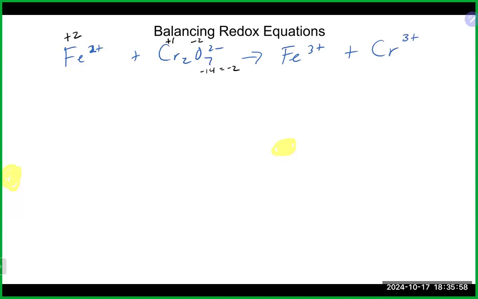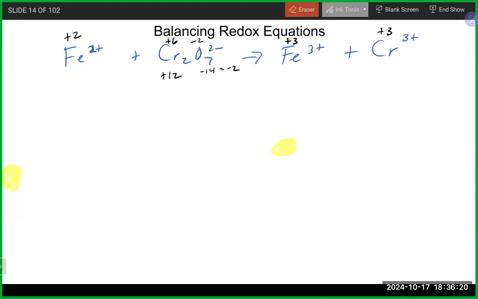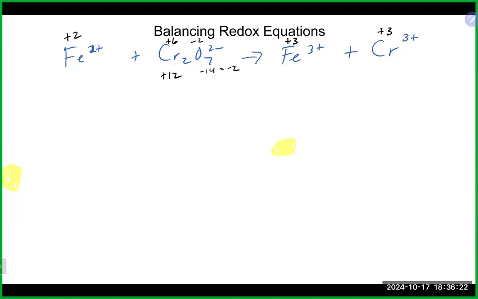That is the one where each of these chromiums ends up at +6, right? We did that one a second ago, +12 overall, right? Now on the right-hand side, my iron is going to be +3, and my chromium is going to be +3 as well, because again, it is basically just the charge on the ion. Any questions on how I got to those oxidation numbers? This is important because now hopefully I can identify what is being oxidized in this case.